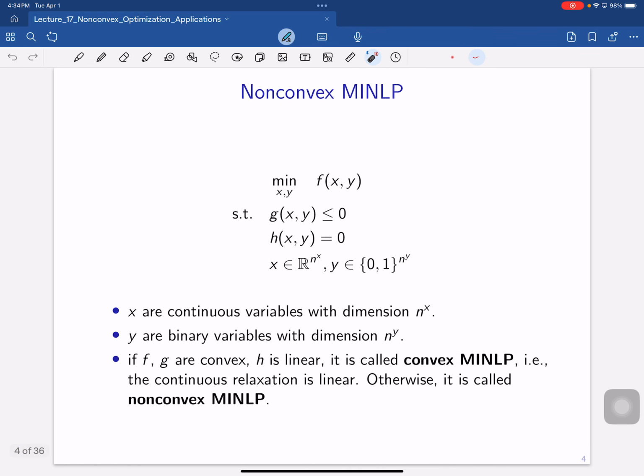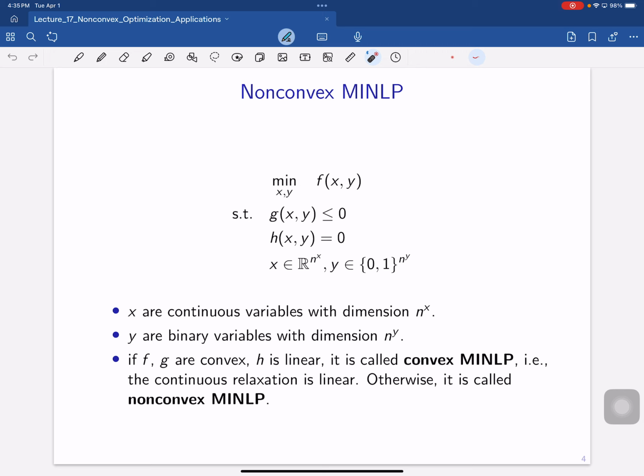Of course, you can add another level of complexity by saying not only do we have those nonlinear non-convex constraints, but I also want to add some binary variables, right? So I add binary variables y belonging to 0, 1, and then I have general nonlinear non-convex constraints related to x and y. This is called a mixed integer nonlinear programming problem. In particular, in this mixed integer nonlinear program, if functions f and g are convex and h is linear, we call it a convex mixed integer nonlinear program.